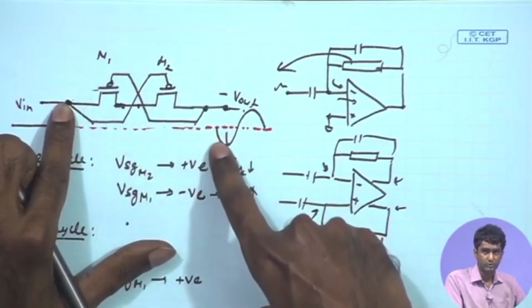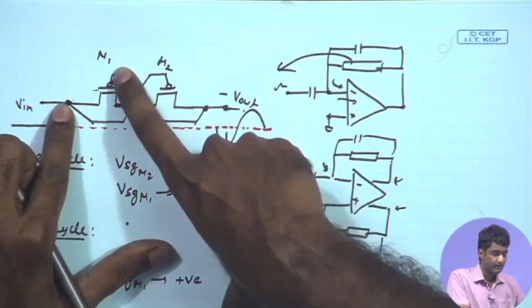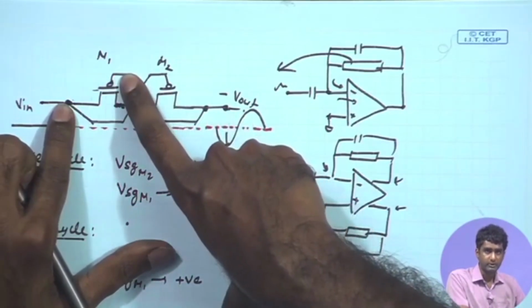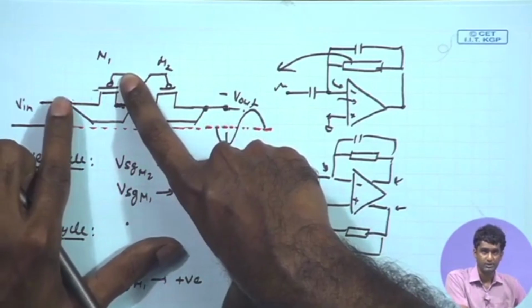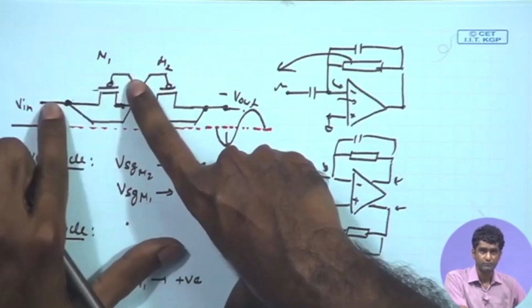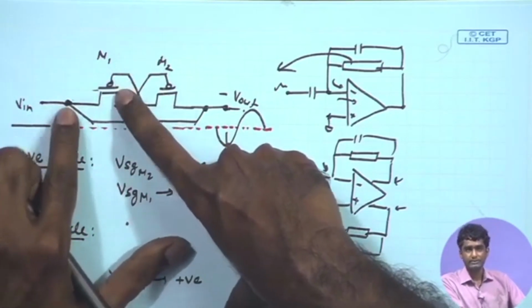So, as the signal goes down and down as compared to the DC line, the gate potential of M1 is reducing with respect to the input potential, and therefore the VSG is reducing, therefore the impedance of M1 is reducing.